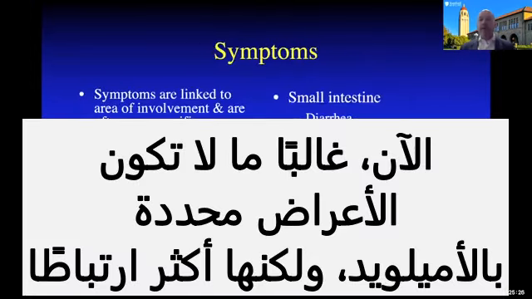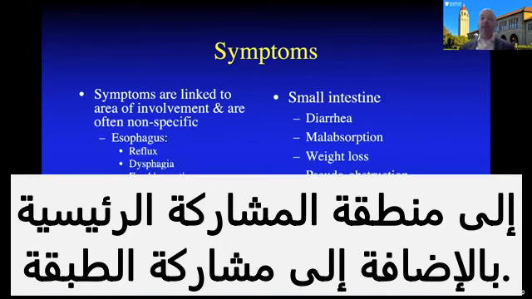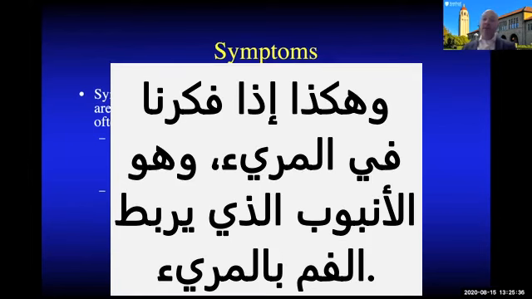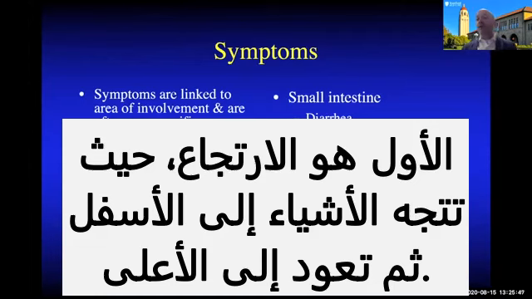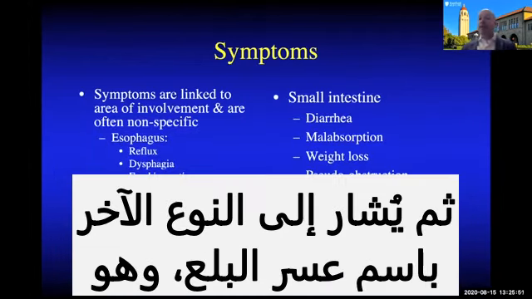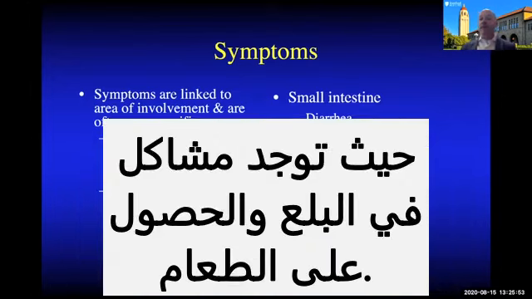Now, symptoms are often not specific with amyloid, but are more linked to the main area of involvement as well as the layer involvement. And so if we think about the esophagus, which is the tube that connects the mouth towards stomach, if there's problems with the esophagus, we really tend to see two main issues. One is reflux, where things are going down and then coming back up. Then the other one is referred to as dysphagia, which is where there's problems swallowing and getting food down.